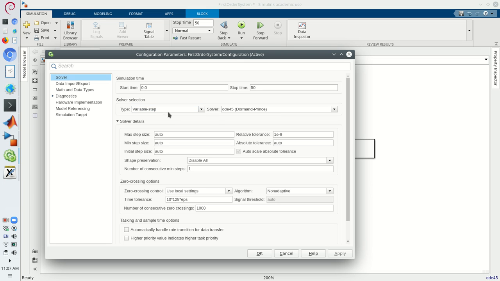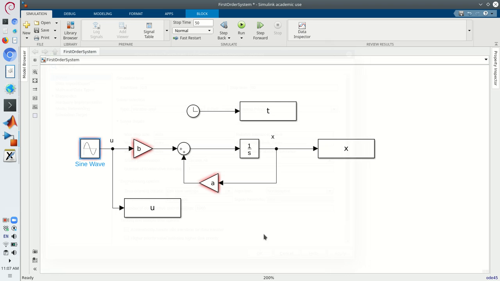In this case I'm going for a variable step, and I'm considering ODE45, the Dormand-Prince solver. So I'm okay with these parameters here. The important thing is that the relative tolerance needs to be small enough, and this is definitely small enough. So having done this, what I want to do now is to simulate the system.